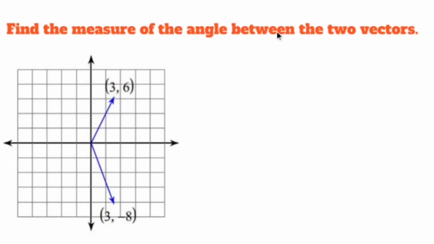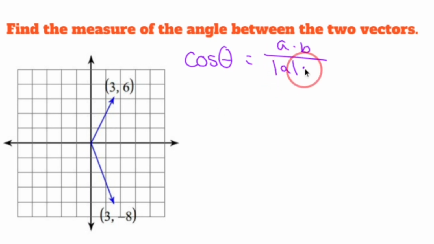Find the measure of the angle between these two vectors, 3, 6 and 3, negative 8. The way to do this is you use the dot product and use this formula right here. Cosine theta is going to equal the dot product of A and B, A being one of these guys, B being the other one, divided by the magnitude of A multiplied by the magnitude of B. Okay, so let's do everything one step at a time.